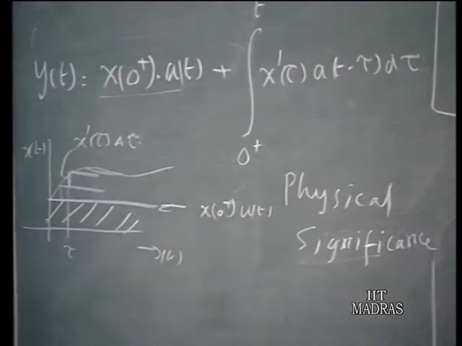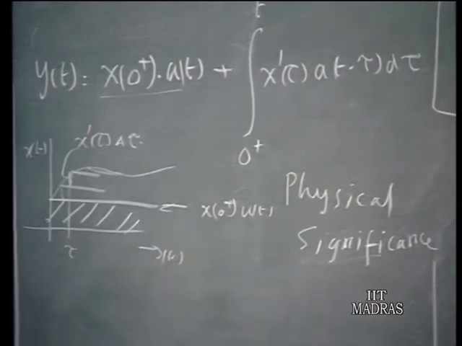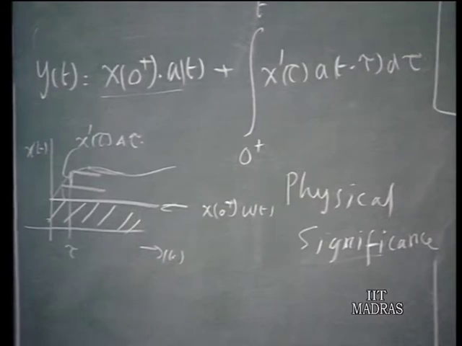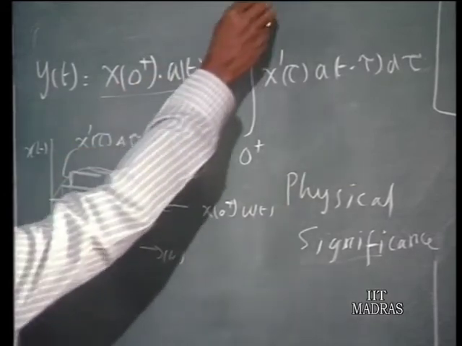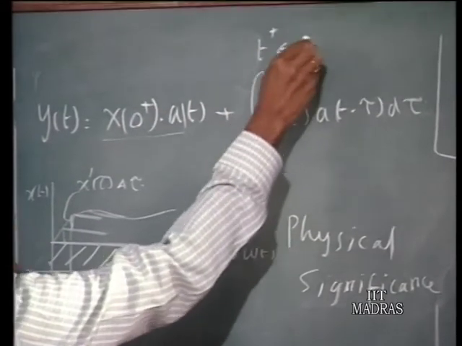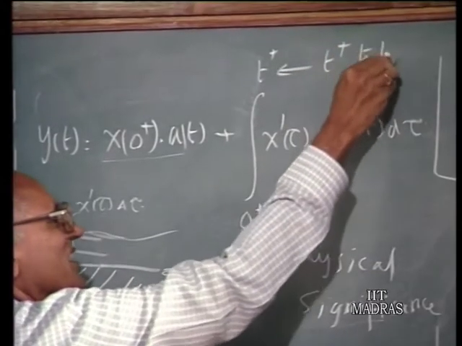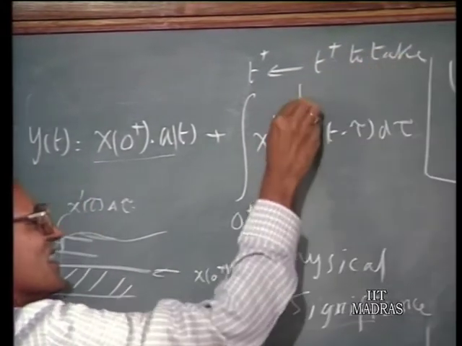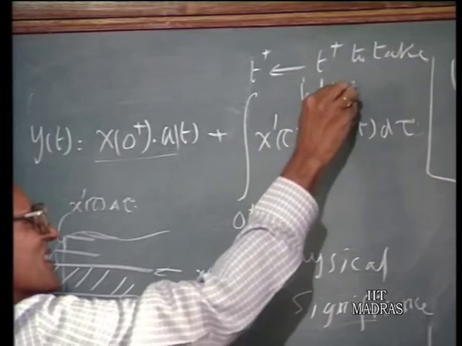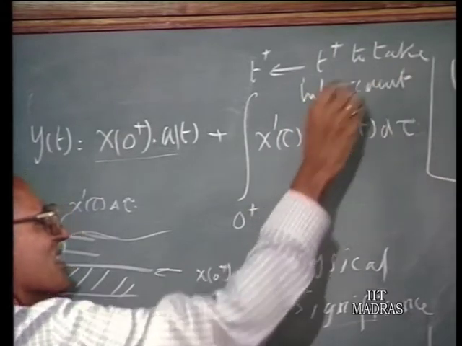Now if there are impulses in the step response at the origin, suppose A of t has an impulse at the origin, to take that into account you can put this as t plus, to take into account impulses.